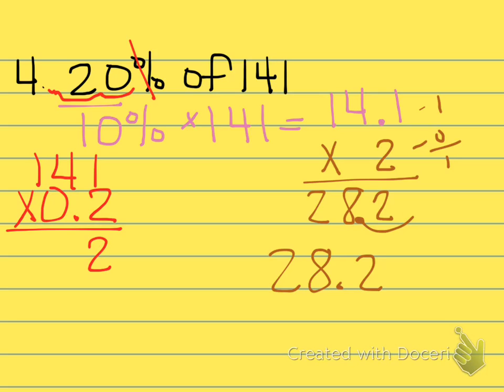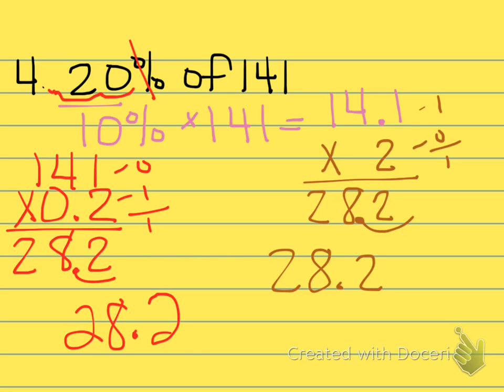So we've got 2 times 1 is 2, 2 times 4 is 8, 2 times 1 is 2. Then we count our decimal places. We have 0 here, 1 here, so 1 altogether. And again, our answer is 28.2. All right, so either way, we should be at 28.2 or 28.20 is fine as well. But I like using the 10% method. I think that's pretty fast.